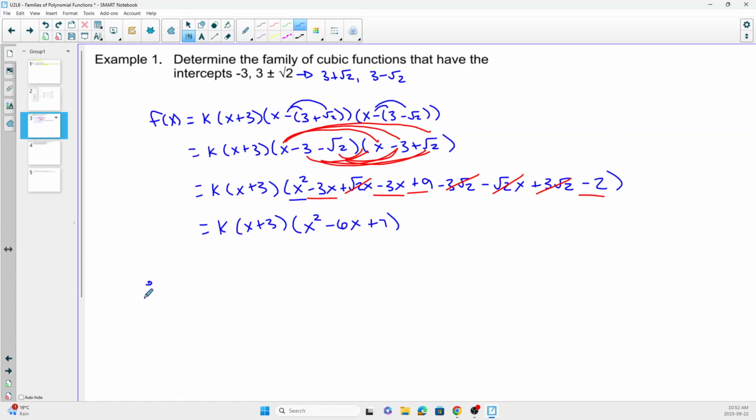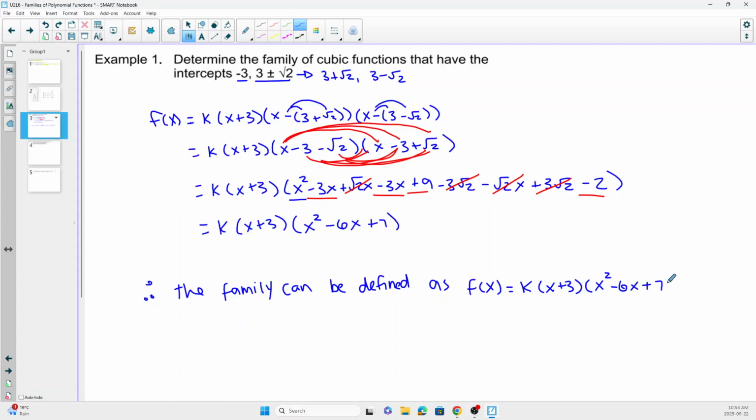Okay, so therefore, determine the family. So the family of cubic functions, which is also how I knew these were order 1, because it's a cubic. It can only have up to 3 roots. The family, I'm just going to say, can be defined as or represented as f at x is equal to k. We don't know what k is, so we just leave it. X plus 3, x squared minus 6x plus 7.